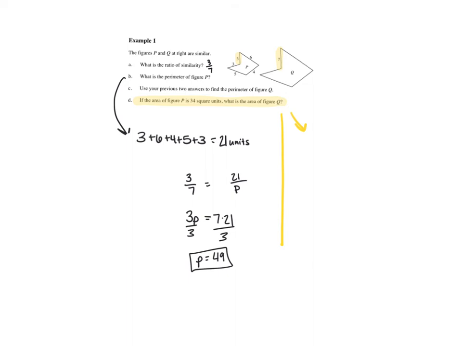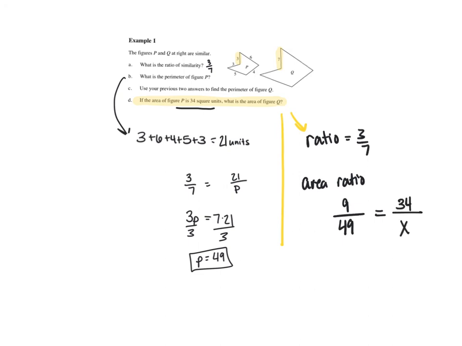Part D says if the area of figure P is 34 square units, what is the area of figure Q? So in order to solve this, I need to again go back to what the original ratio of similarity was. That ratio was 3 over 7. I know the area ratio is that squared, or 9 over 49. And I'm going to set that equal to the ratio of the new areas P, which is 34, over the area of figure Q, which I don't know, so I'm going to call that x, and then I'm going to use my cross products property and solve.